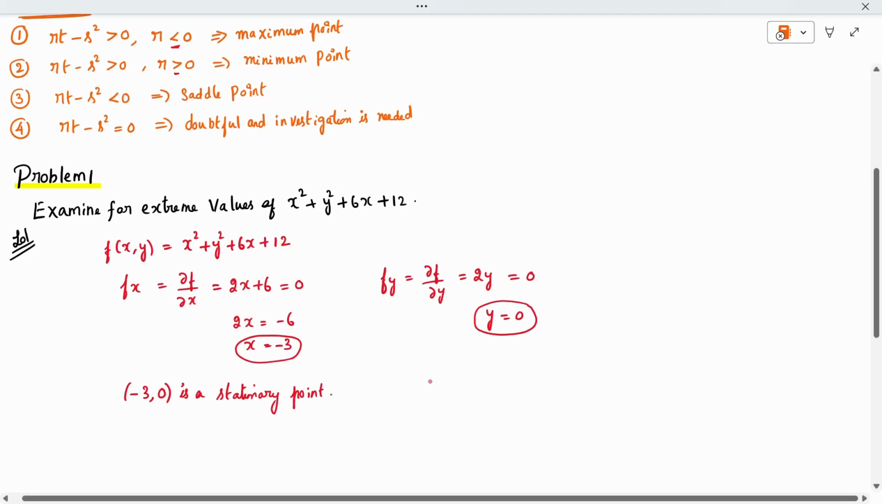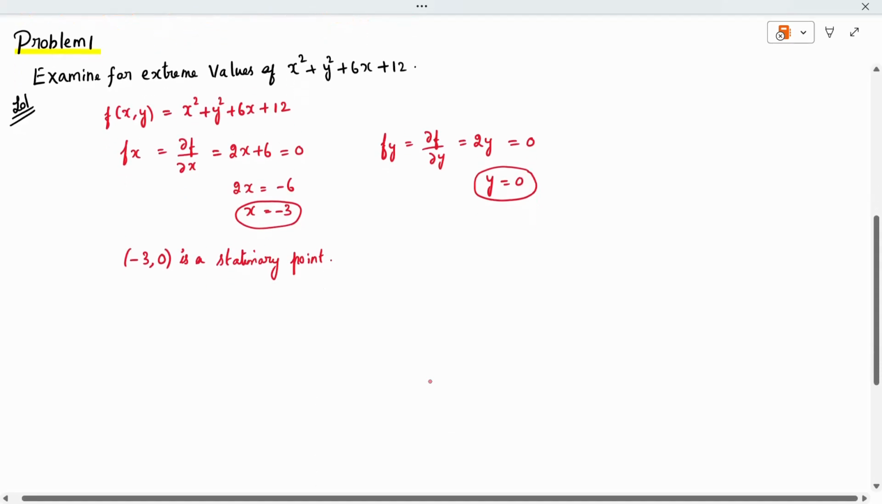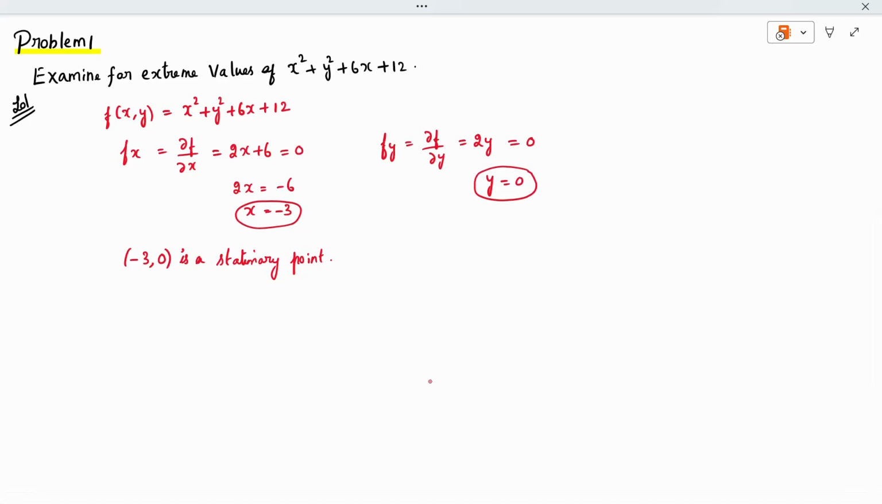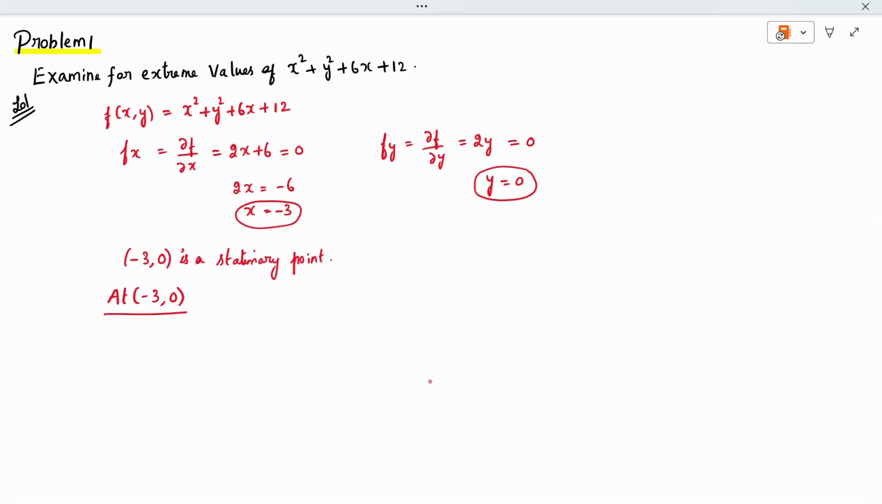So that is completed. Next step, we are going to check whether that point is a maximum point, minimum point, or saddle point. Only one point is there. If so many points are there, you have to check one by one, taking the first point first. Only that point I'm going to check. We are going with the second order derivatives now.